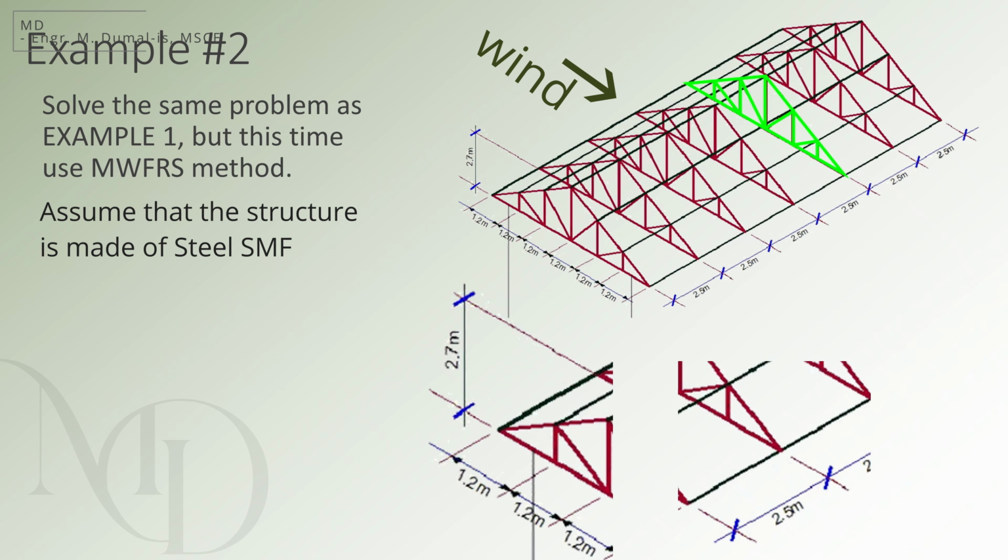The example we will be working on is example number 2. It's actually the same building problem we solved in example 1. But here's the difference. Instead of applying the components and cladding method, we'll be using the main wind force resisting system approach, or simply MWFRS. This approach shifts our perspective. Instead of analyzing individual building parts like walls or windows, we'll focus on how the entire structure responds to wind forces as one system. All right, let's get started with the calculations.